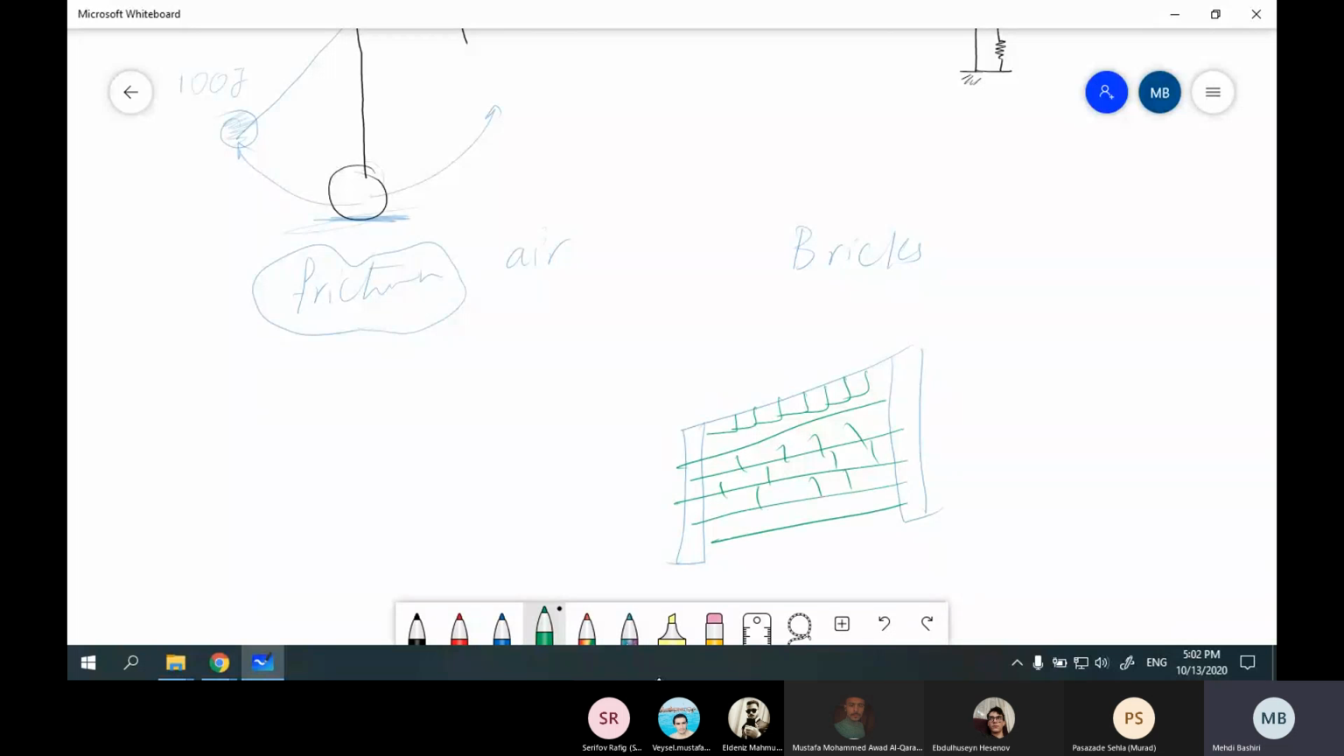Within the earthquake, these columns, because of the earthquake load, push these bricks, and because of this pushing, they move even a little bit alongside each other. And this movement produces friction.